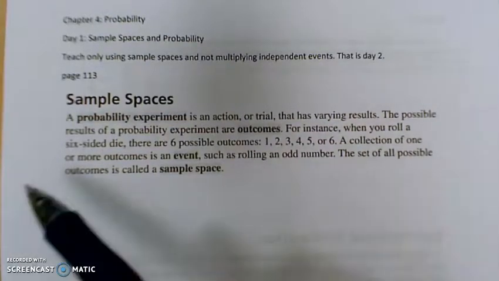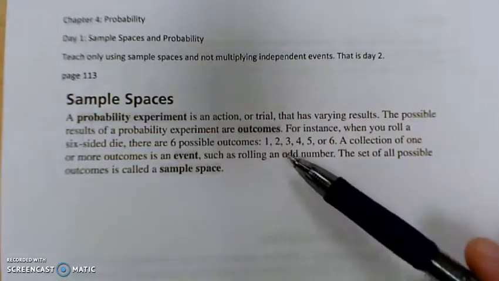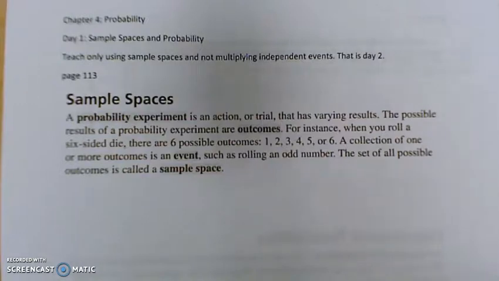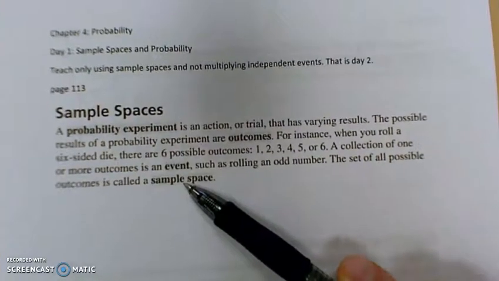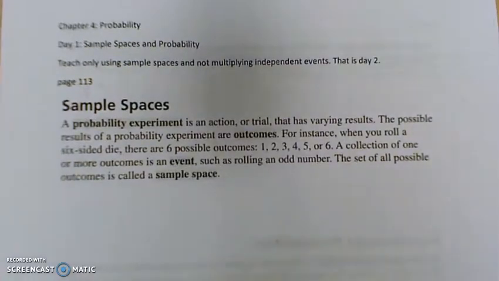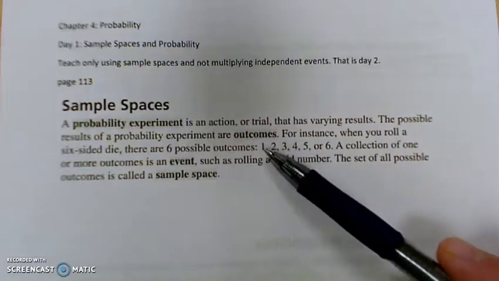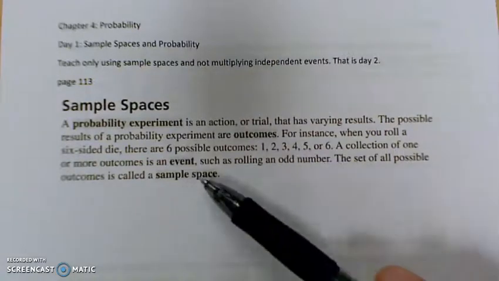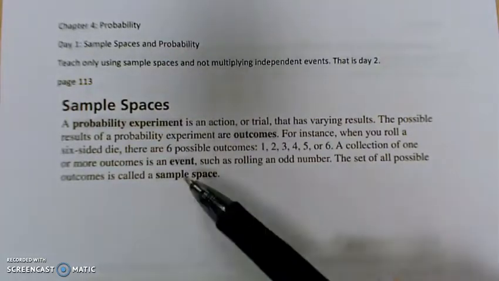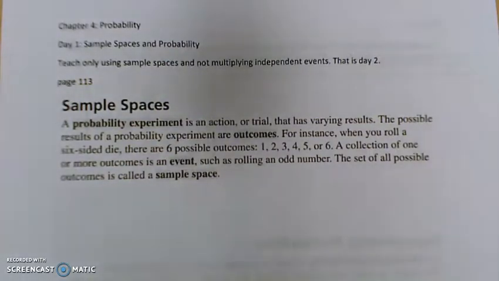Whenever you roll a six-sided die, there will be six possible outcomes. Maybe you get a 1, 2, 3, 4, 5, or 6. So those are your possible outcomes. That would be known as your sample space, the set of all possible outcomes. Now, an event would be one or more outcomes, such as rolling an odd number. In this case, the event would include 1, 3, or 5. So that'd be 3 favorable outcomes out of a total sample space of 6.